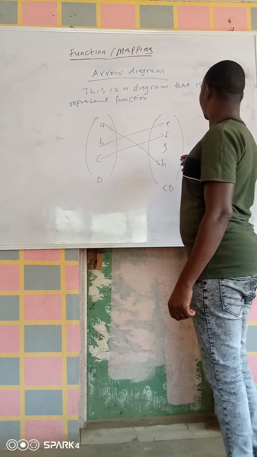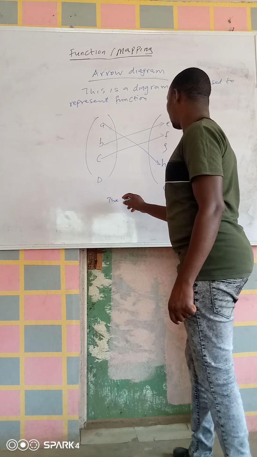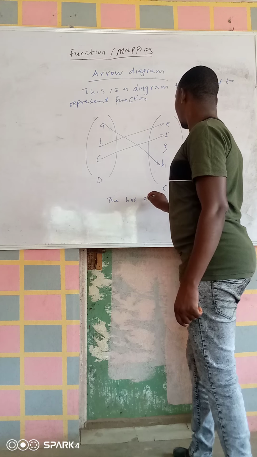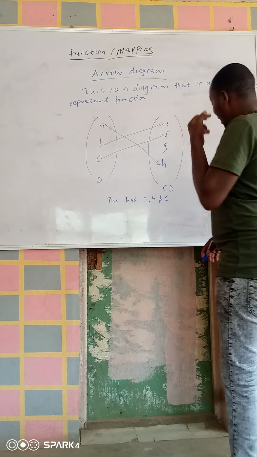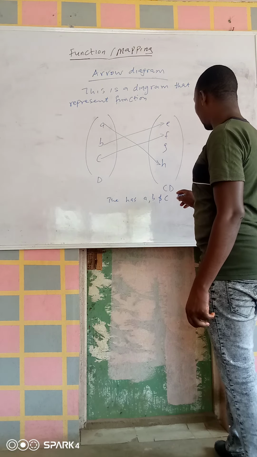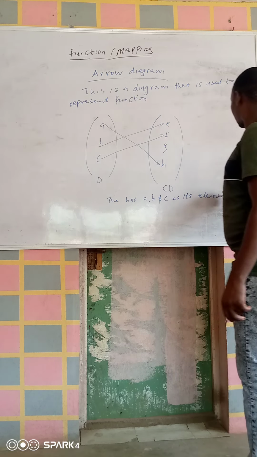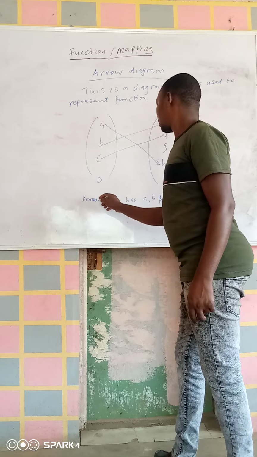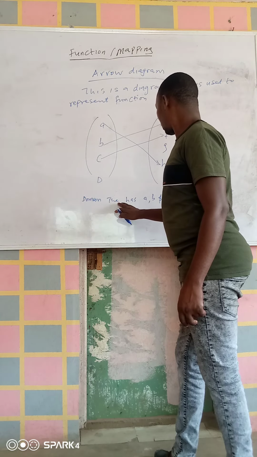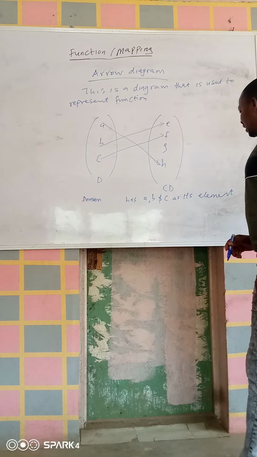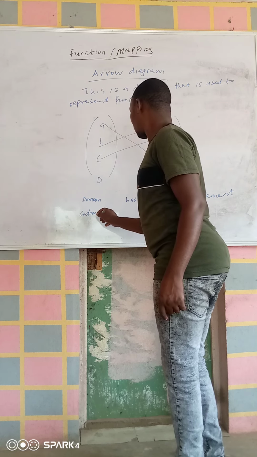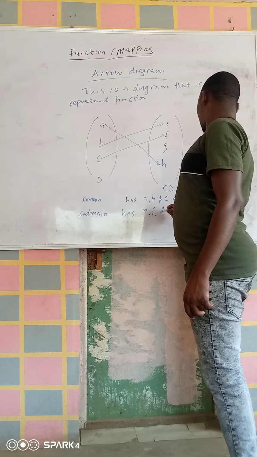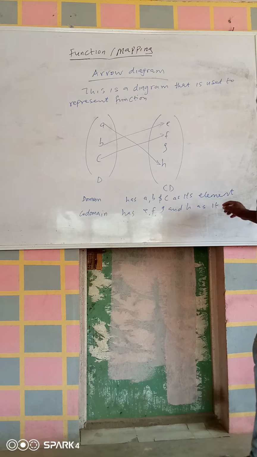So now, the domain has A, B, and C as its elements, while the codomain has E, F, G, and H as its elements.